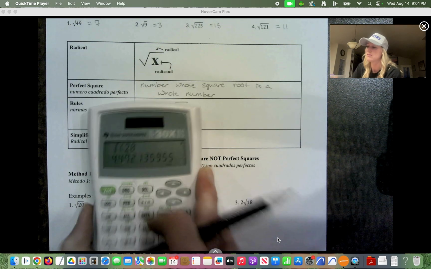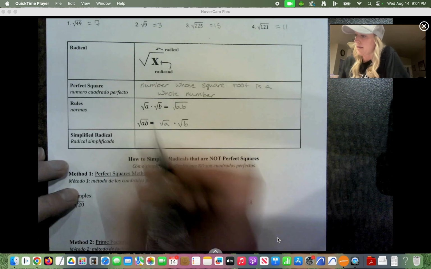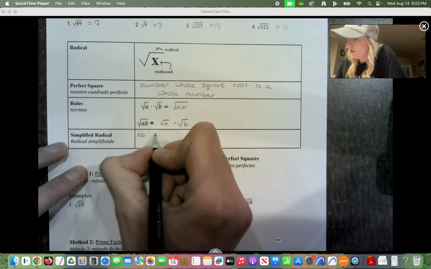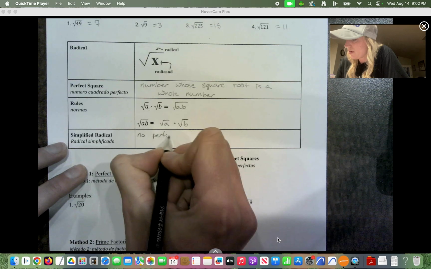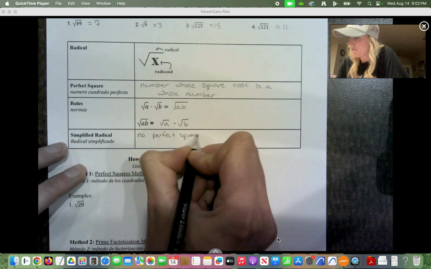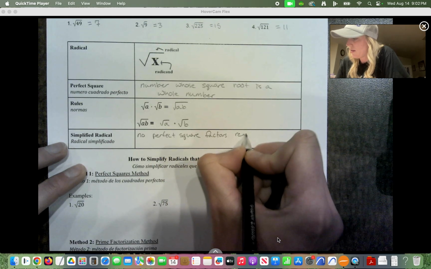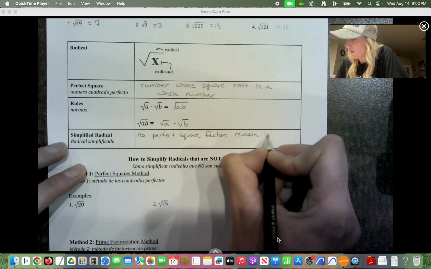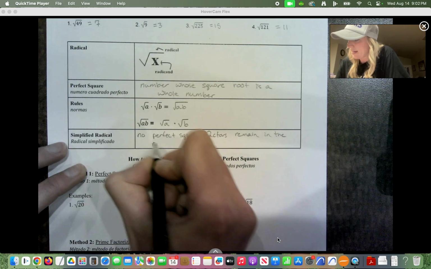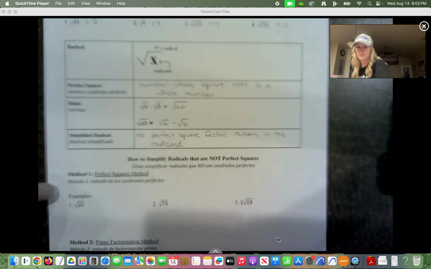So what that means is we are going to make sure that what's underneath the radical does not have any perfect square factors. Okay, so no perfect square factors remain in the radicand. So again, the radicand is the piece that's underneath the radical.